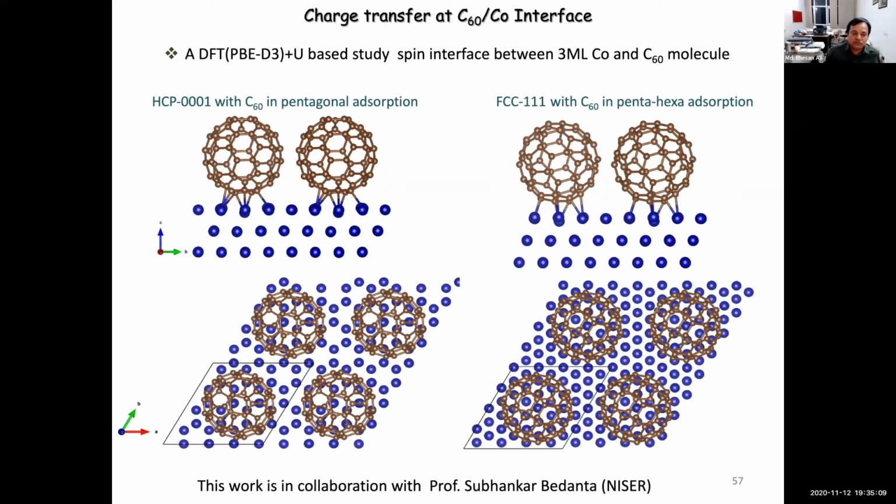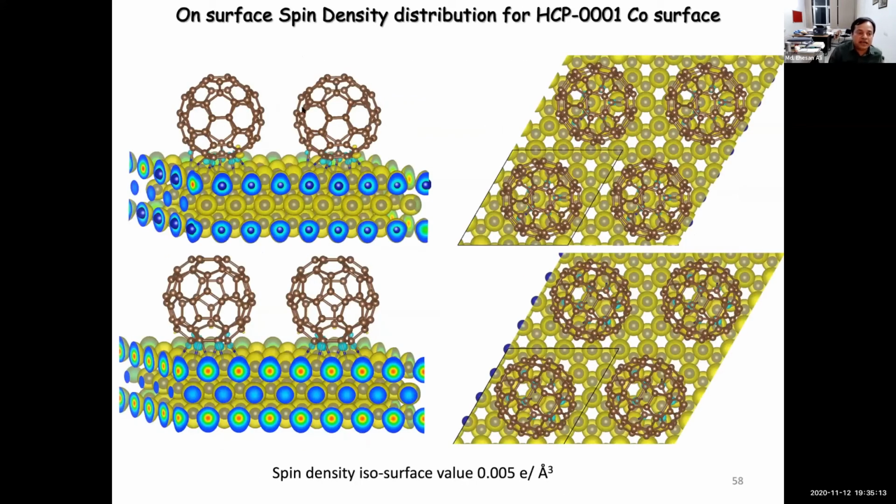Okay, now when we look at the overall spin density in the system, we observe that the C60 molecule, which was completely non-magnetic originally, is now getting magnetized at the interface. In all the cases, we observe that the interface is getting magnetic. Now, the interesting part is that the magnetization density is different, opposite to each other. This indicates that it is antiferromagnetically interacting with the substrate.